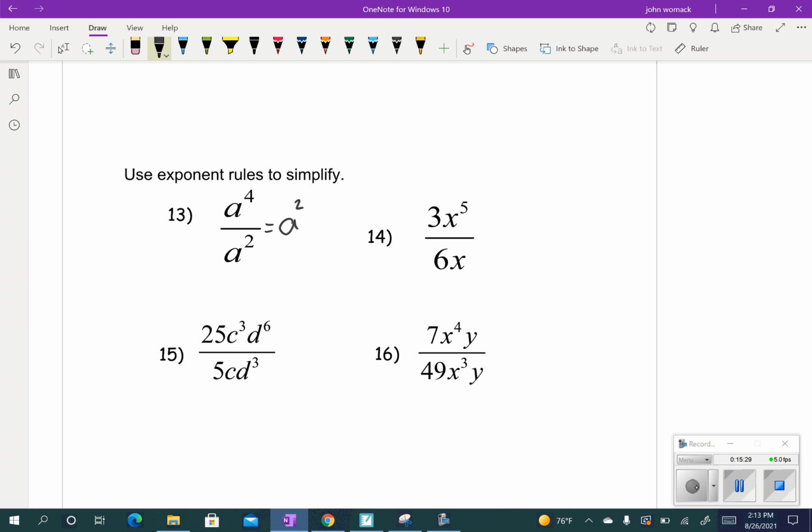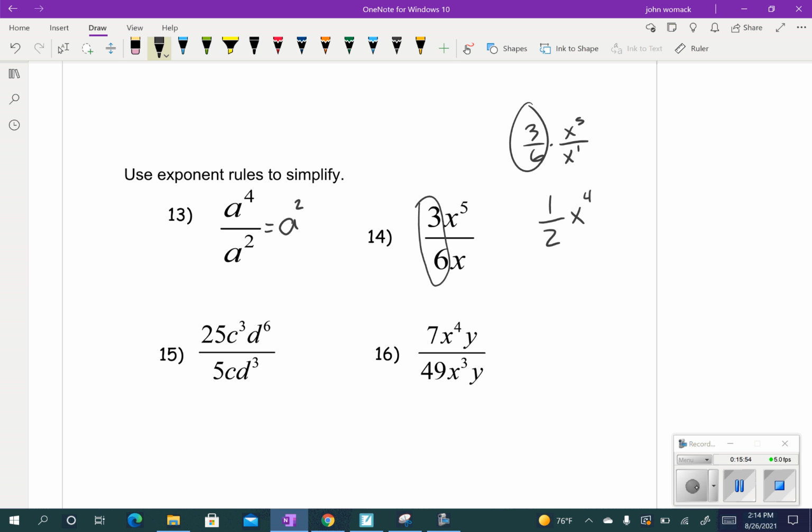Number 3 is a little different because I have those 3 and a 6 in front. You can treat that just as if it were a separate fraction. You can split those apart. It's like 3 over 6 times x to the fifth over x to the first. Well, 3 over 6 is just a half. The x to the fifth over x to the first, right? The base stays the same. You subtract the powers. So it ends up being 1/2 x to the fourth.